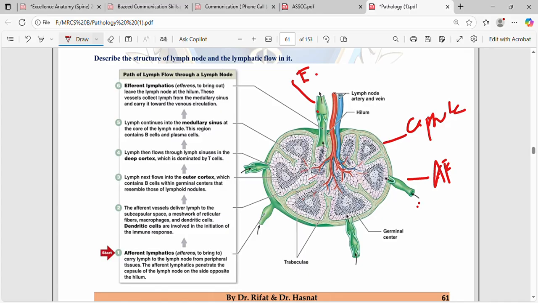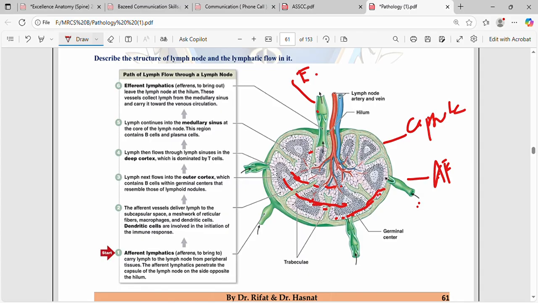There is a subcapsular space. This is the subcapsular space, as you can see, and then we have the superficial or the outer cortical area. And then we have the deeper cortical area here, and then we have the medullary sinus. This area is the medullary sinus.